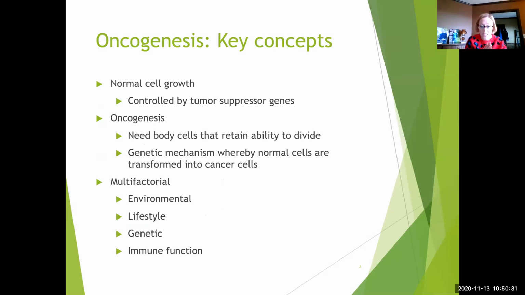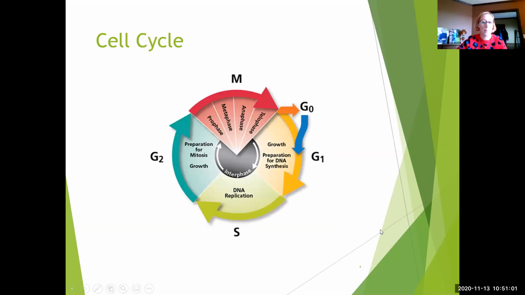So with oncogenesis, you need body cells that retain the ability to divide, so that it multiplies, and a genetic mechanism whereby normal cells are transformed into cancer cells. Depending on the part of the cell cycle and what happens is where we get our cancerous cells. And we know that cancer is multifactorial. It can be environmental, lifestyle, genetic, immune function. All those things play a factor in whether or not a patient develops cancer.